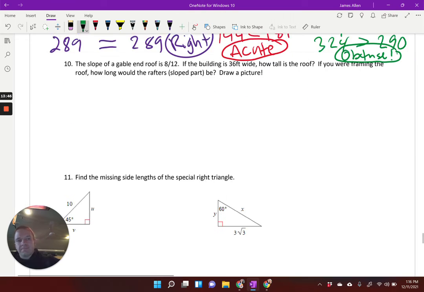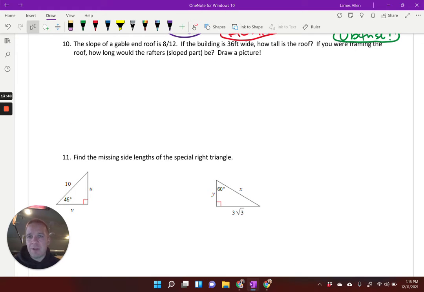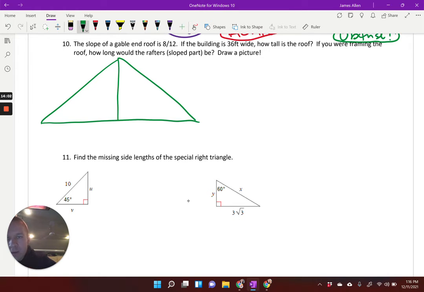Number 10. The slope of a gable end roof is 8/12. If the building is 36 feet wide, how tall is the roof? If you're framing the roof, how long would the rafters, the sloped part, be? Draw a picture. So I'm going to draw out this gable end roof. We've seen this before. Just the roof portion would be this. Pin the ridge.